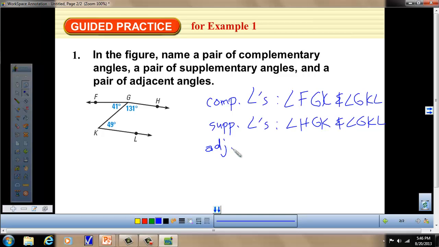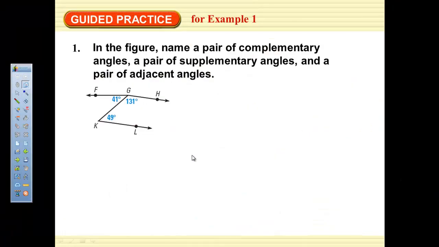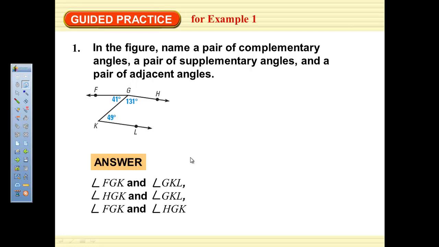And finally, the adjacent angles. I'm just going to abbreviate again. Adjacent angles. That would be the two that are right next to each other. Common vertex is G. Common side is segment GK. So in this case, we would say angle FGK and angle HGK. There's your answers, just like I said.